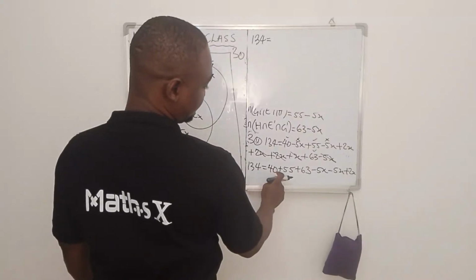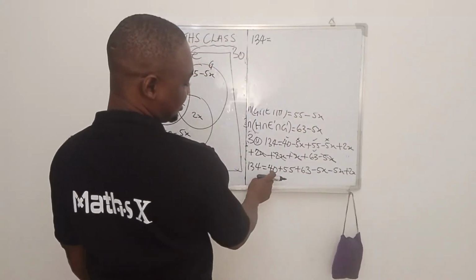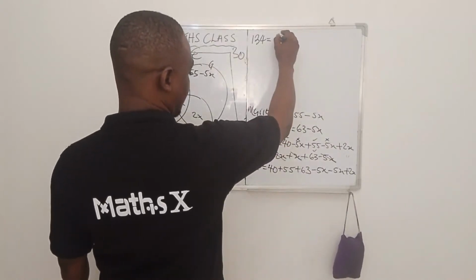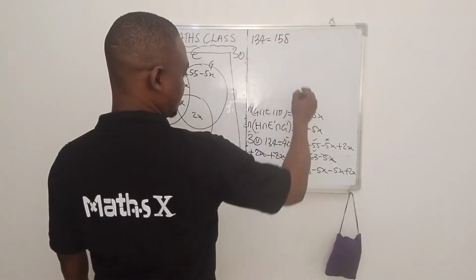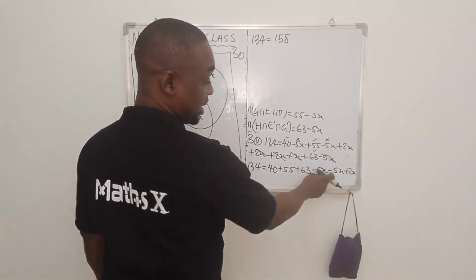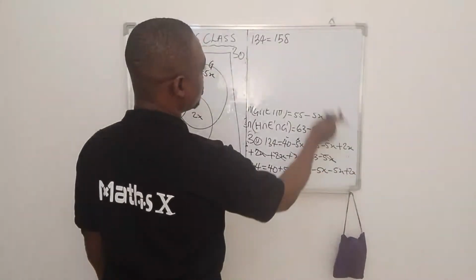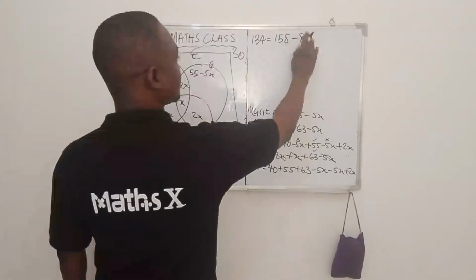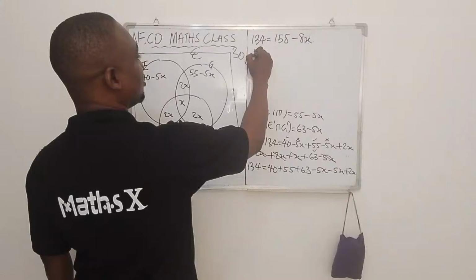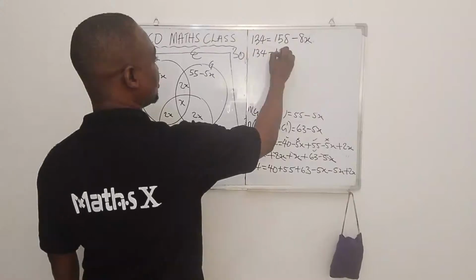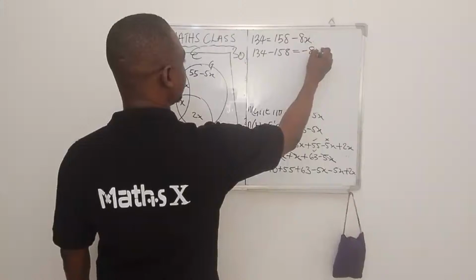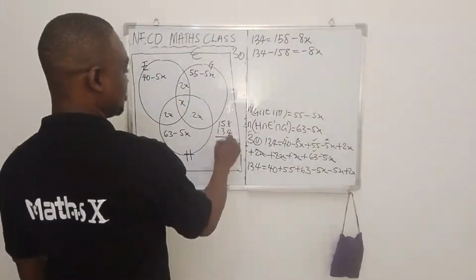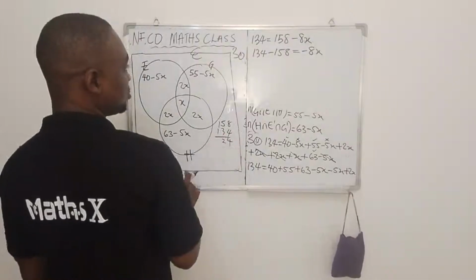This is 40 plus 55 plus 63, that's 158. This is minus 10x plus 2x, which is minus 8x. 134 equals 158 minus 8x. Let's subtract here. That's 158 minus 134. That's 24.